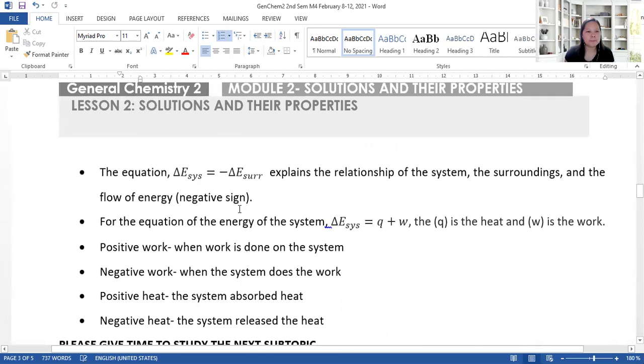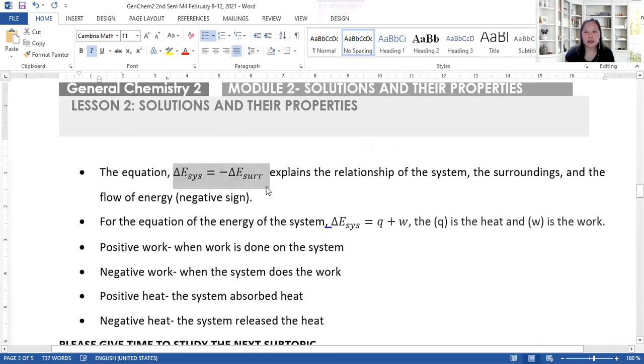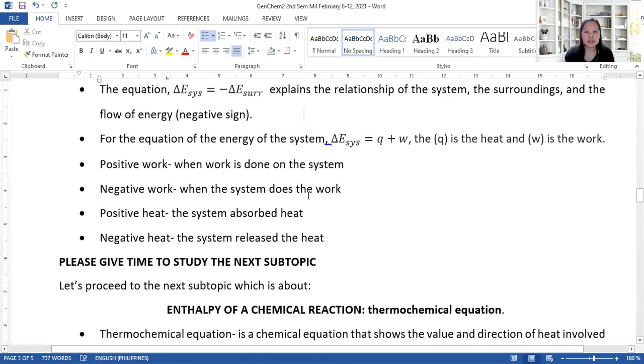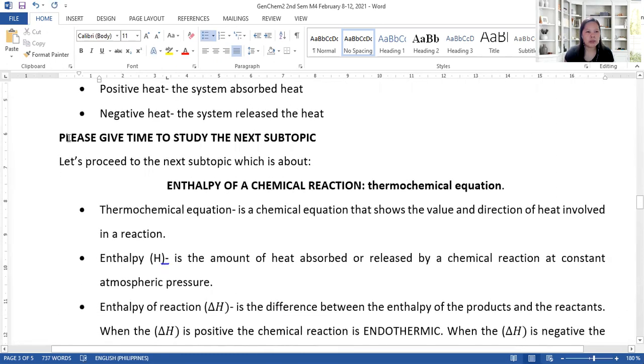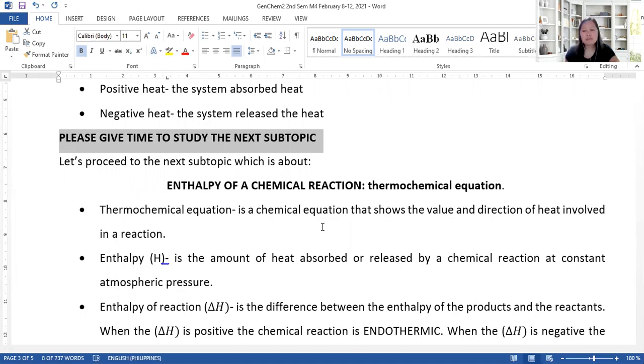Next, the equation. I've already told this a while ago, so I don't have to explain this anymore. You just have to read this. I have emphasized here, let's give time to study the next subtopic. All right, so let's proceed to the next subtopic, which is about enthalpy of a chemical reaction. We will focus our video on the enthalpy. So what's the definition again of enthalpy? It is the amount of heat absorbed, so endo, or released, so exo, of a chemical reaction, and the atmospheric pressure is constant. So the changes will just happen in the amount of heat by absorbing or by releasing.